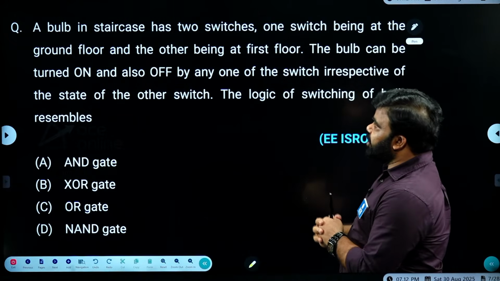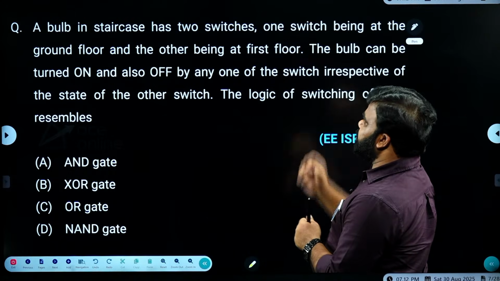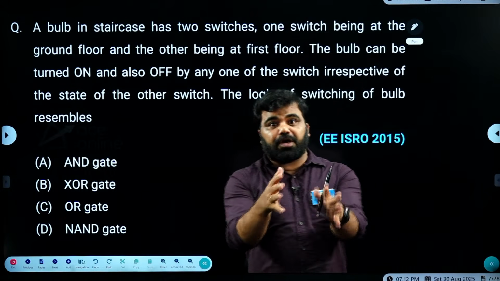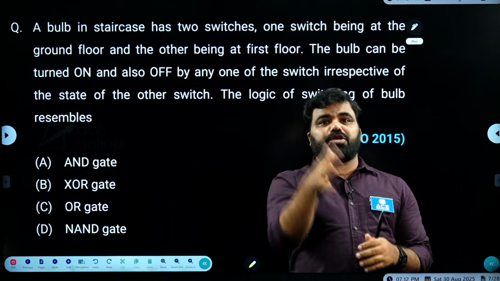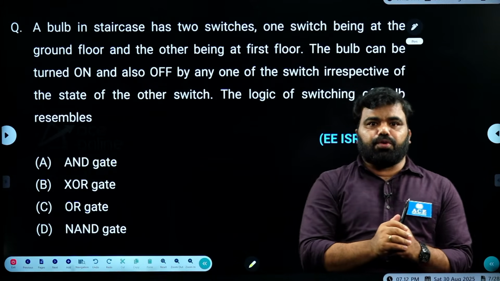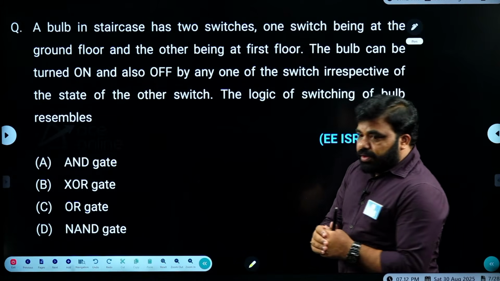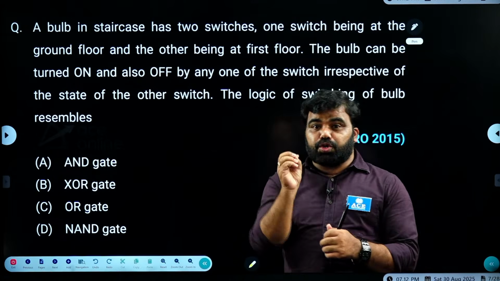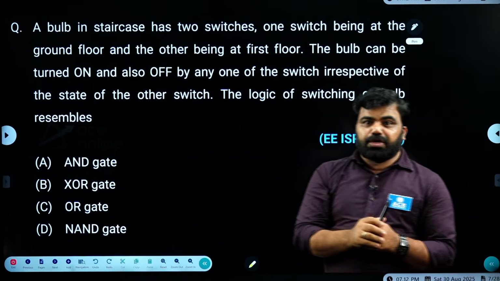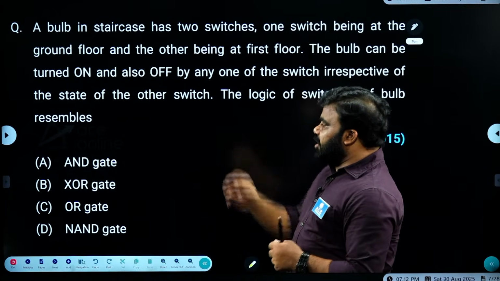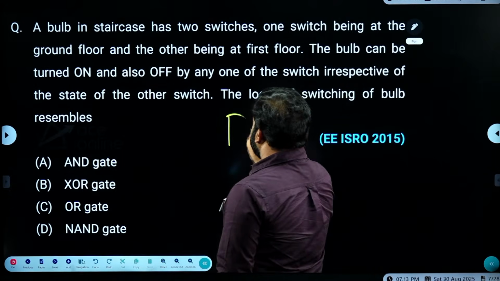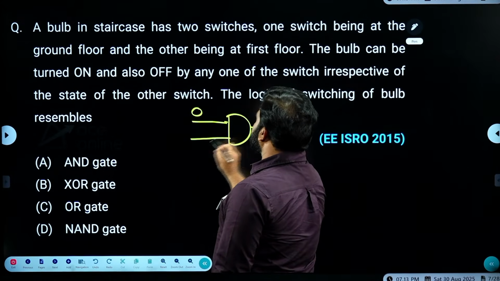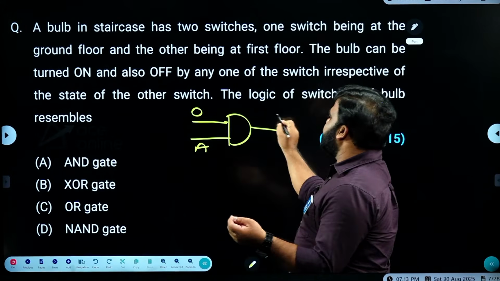So once again, it has two switches, one at the ground floor, one at the first floor. Irrespective of the position of one switch, it must be possible to switch on or switch off. So it should not be disabling the logic gate for other inputs. There should not be any disable input. If you observe an AND gate, for example, if one switch is off, irrespective of the other switch, it is going to be off always.